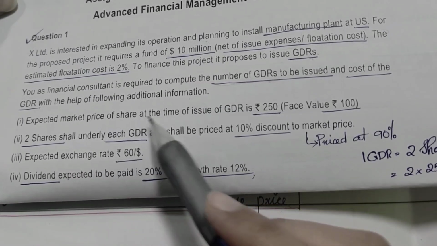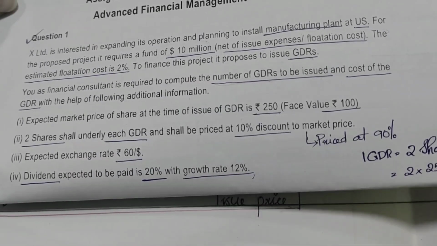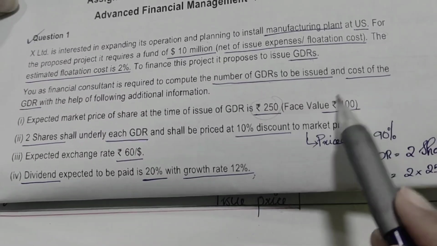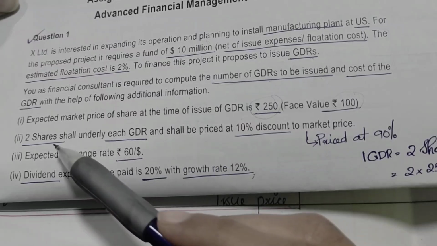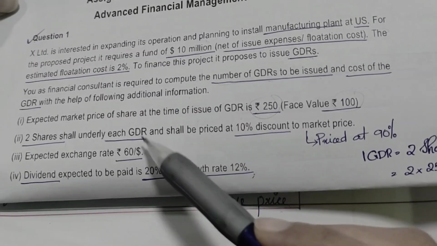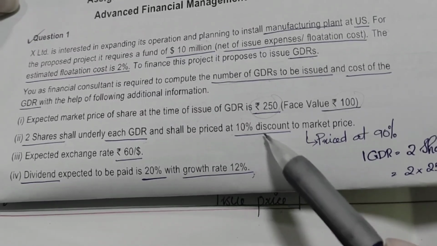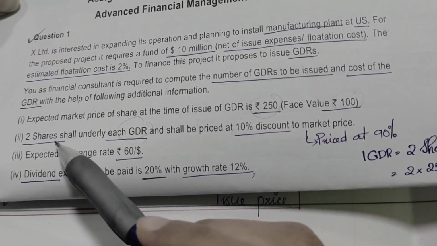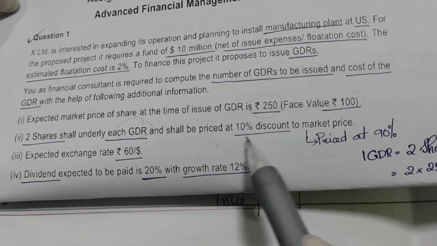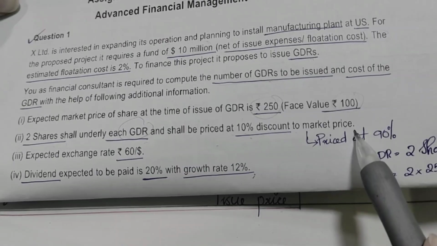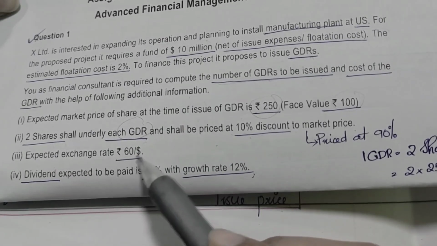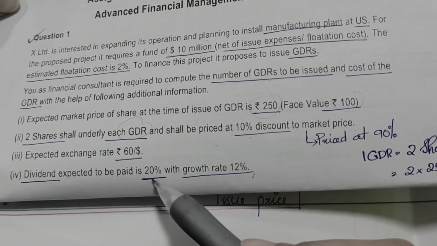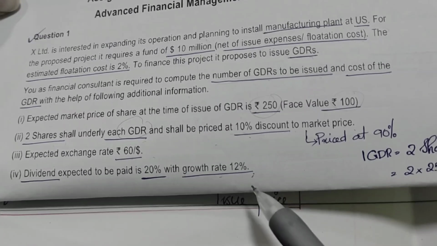Expected market price of share at the time of issue of GDR is 250 rupees. Face value is 100. So market price is 250 and face value is 100. 2 shares shall underlie each GDR and shall be priced at 10% discount to market price. So 1 GDR is equal to 2 shares and it will be priced at 10% discount to market price. Expected exchange rate is 60 rupees per dollar. Dividend expected to be paid is 20% with growth rate 12%.